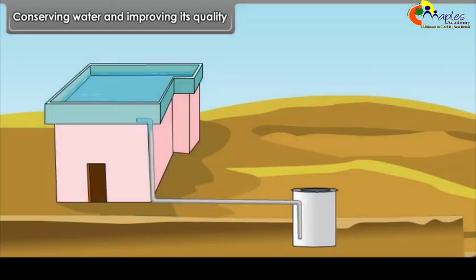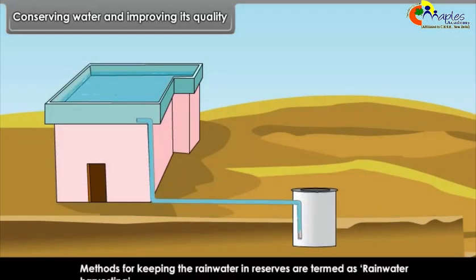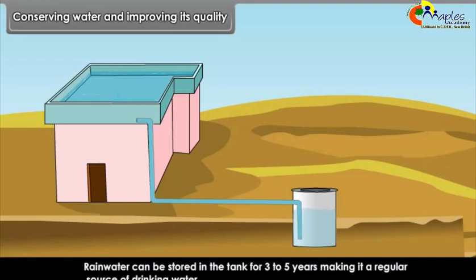Rainwater harvesting. Methods for keeping the rainwater in reserves are termed as rainwater harvesting. Do you know, rainwater can be stored in the tank for 3 to 5 years, making it a regular source of drinking water.